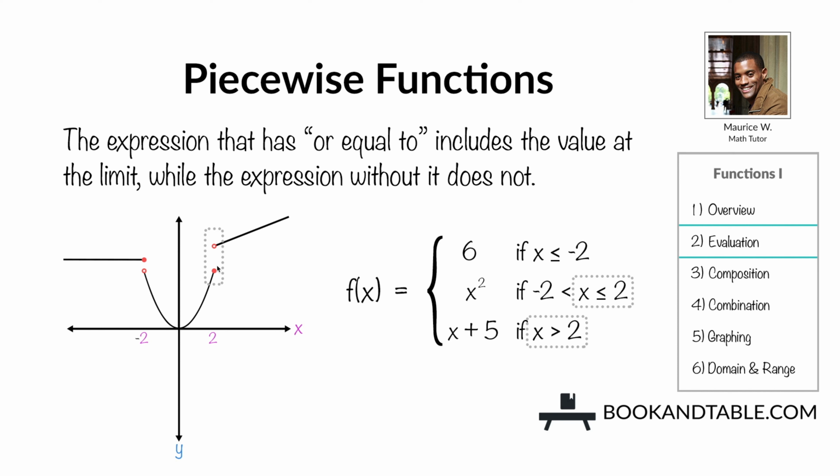On this side, same thing. When we get to 2, we see here x is less than or equal to positive 2. So f of 2 would be evaluated with x squared, since 2 is included in this interval. Whereas x is larger than 2 for the third interval. So 2.1 would be evaluated with this expression. 2.0 is evaluated with x squared.